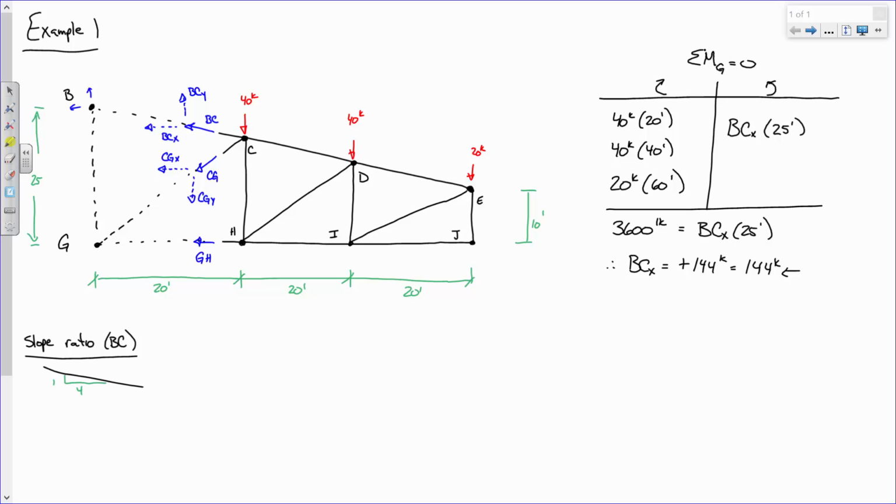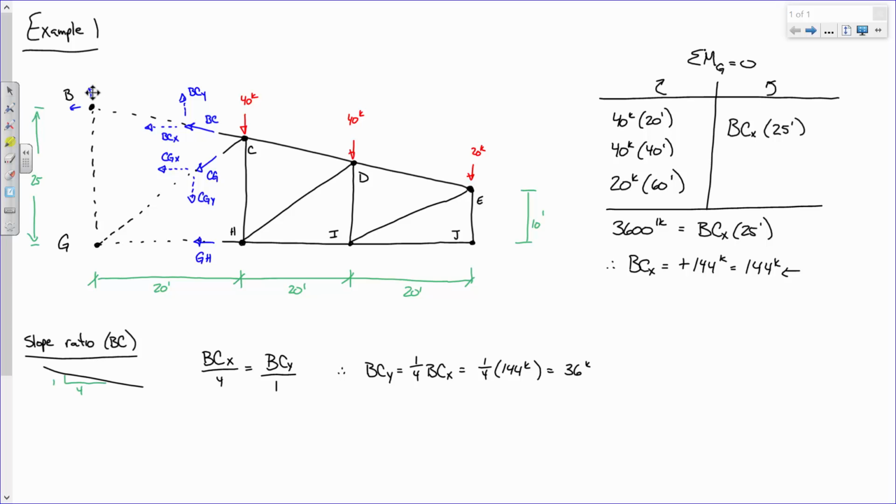In other words, BCX is to 4 as BCY is to 1. Everybody okay with that? So BCY is 1/4 of BCX, which is 1/4 of 144 kips, which is what? What is 1/4 of that?